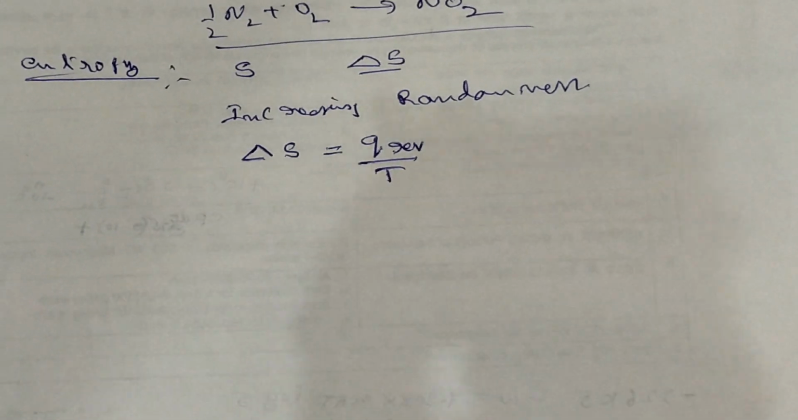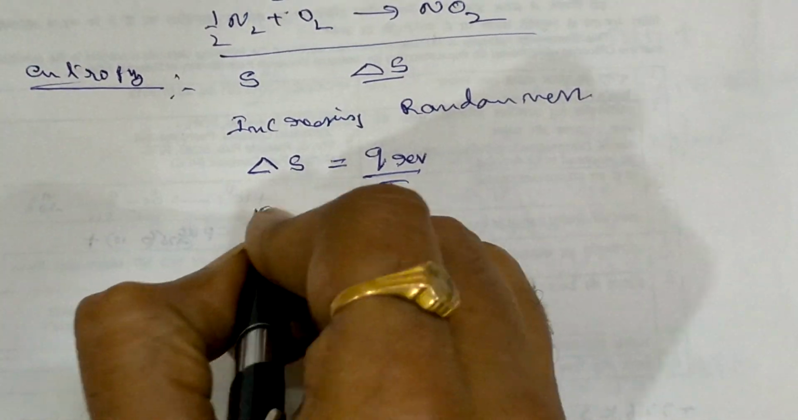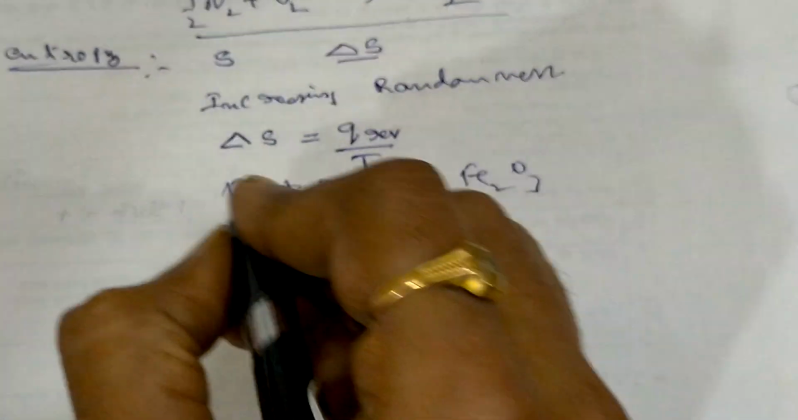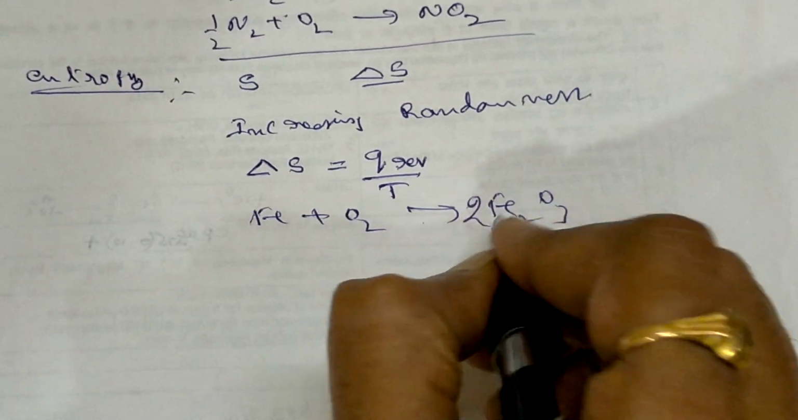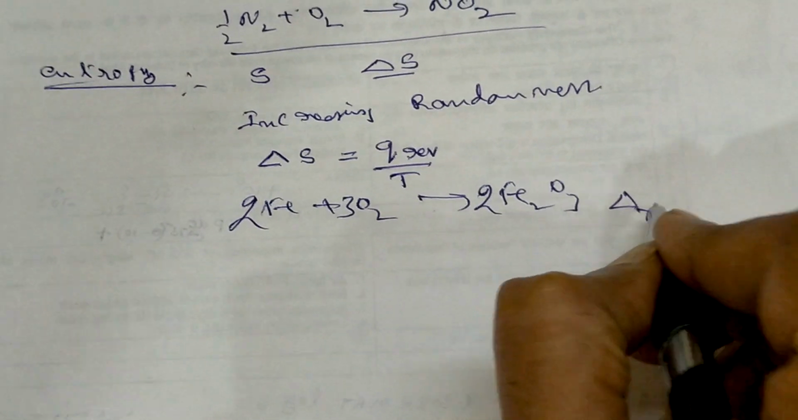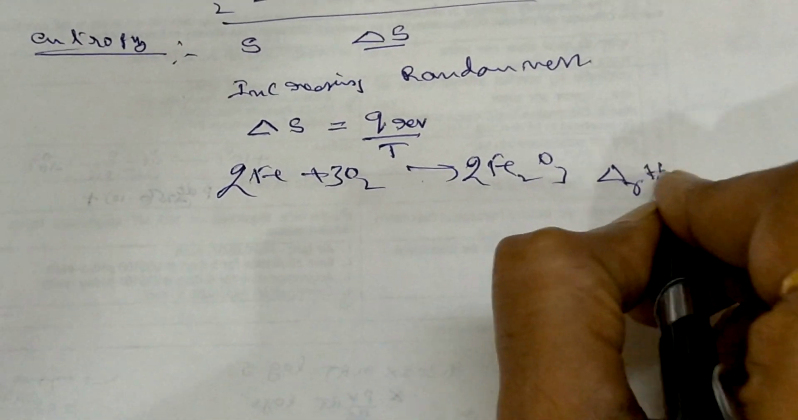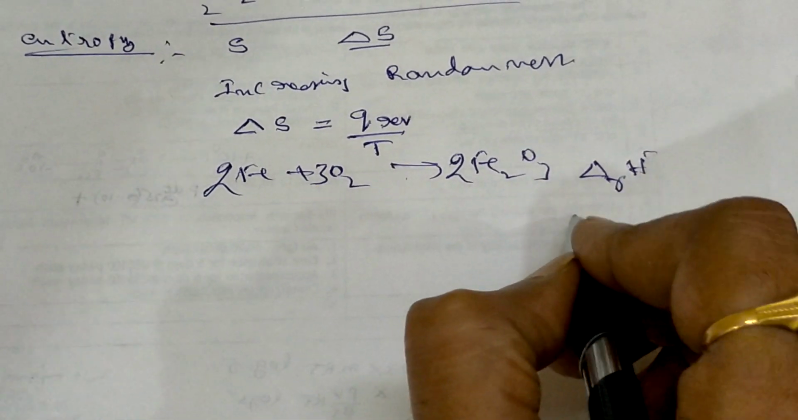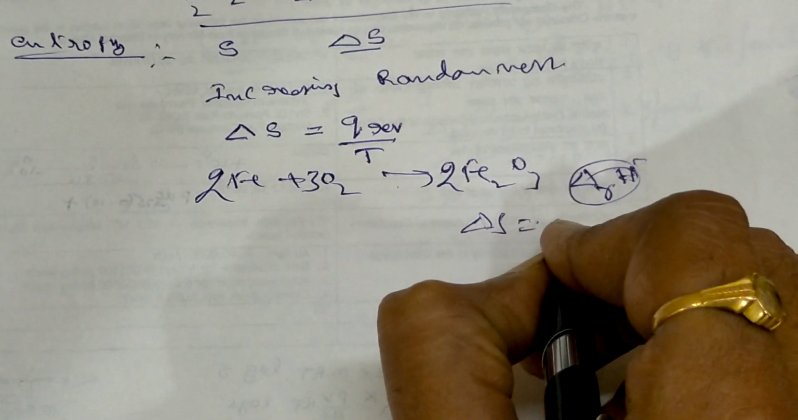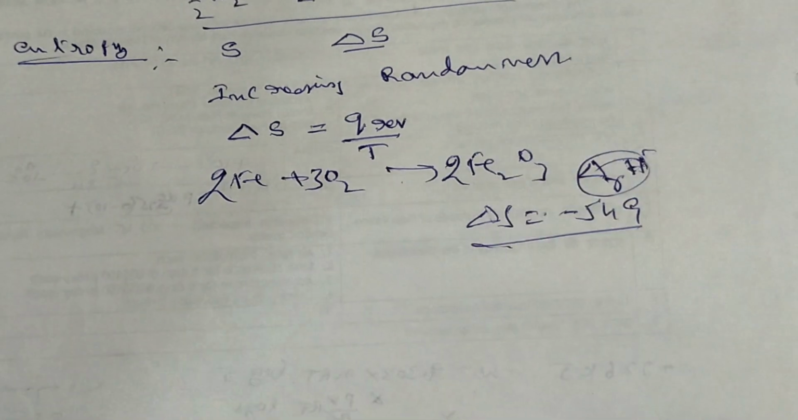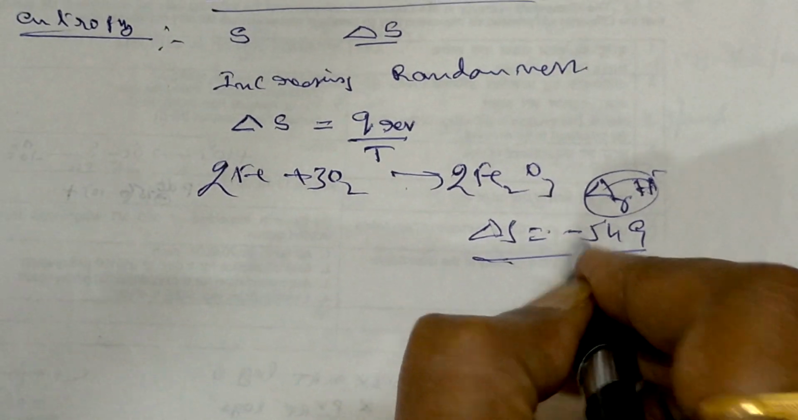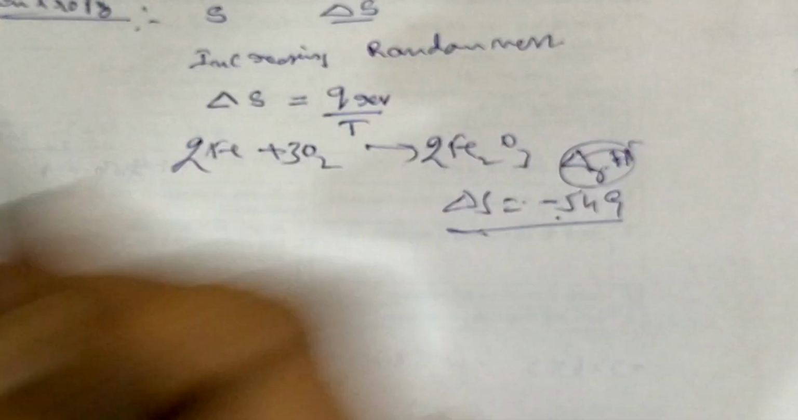Now here again there is a small break. The example is rusting of iron. Everybody knows Fe plus O2 gives Fe2O3. Balancing, 4 Fe plus 3 O2 gives 2 Fe2O3, and delta H of the reaction, standard, equal to minus 549. Delta S should be positive, but here delta S is negative. There is no spontaneity. How is the rusting taking place?